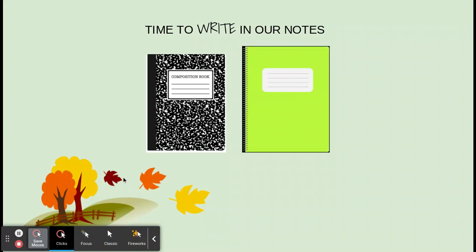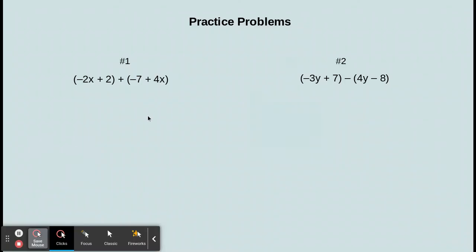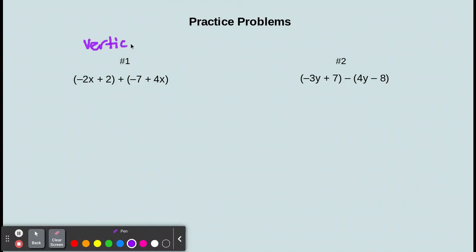Okay, now it's time for you to write in your notes to finish 2 problems. One is a vertical method and one is a horizontal method, and you just need to fill in the blanks. Okay, now that you've done that, there are 2 practice problems for you to do. All right, let's go over those practice problems. The first practice problem, let's use the vertical method for this one. You can use either method that you want.